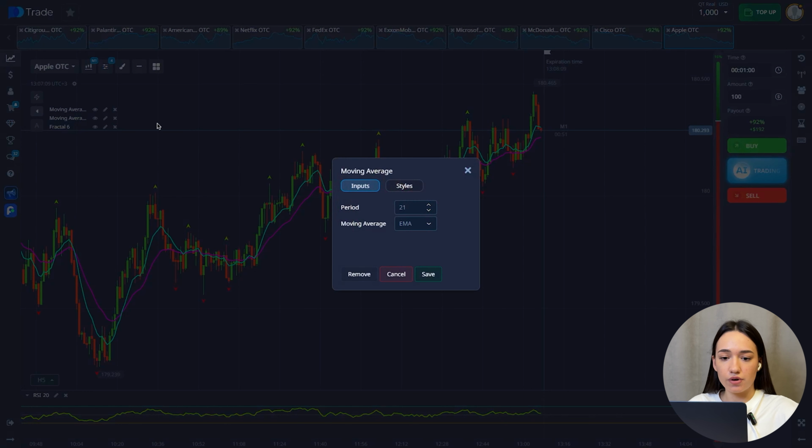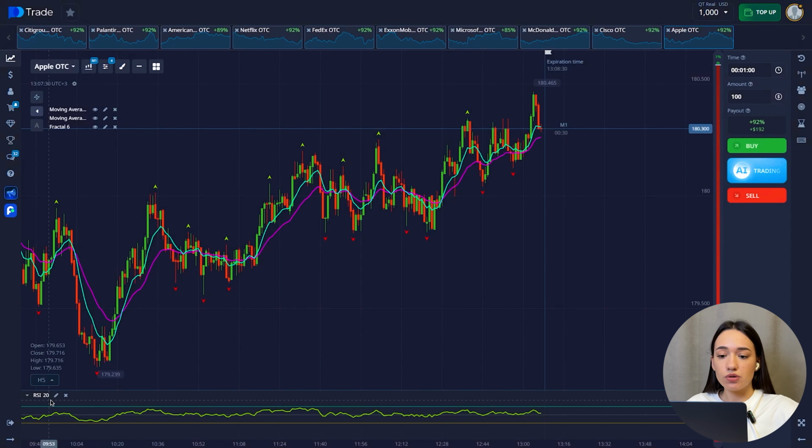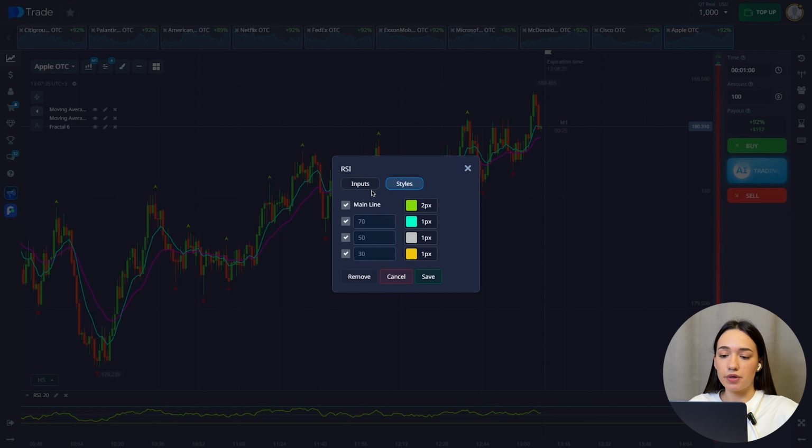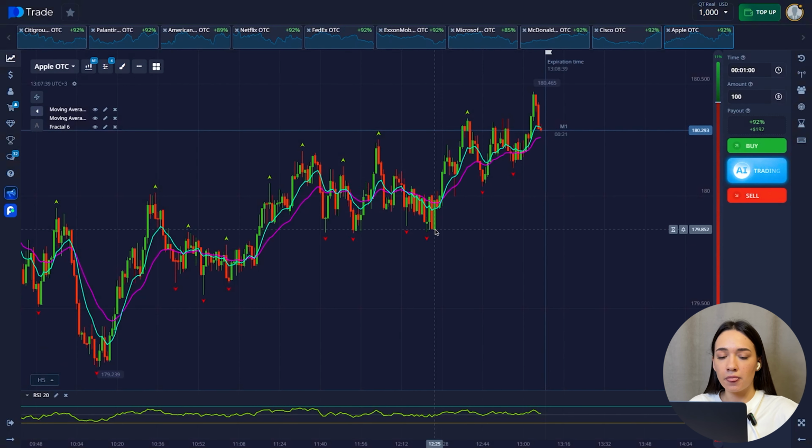Let's go over the indicators. We have an exponential moving average with a period of 21, that's the purple one, and an exponential moving average with a period of 9, the turquoise one, and a fractal with a period of 6, used to identify local and global structural highs and lows, and also an RSI with a period of 20 to determine the market's movement dynamics. We'll keep everything at default settings without changing anything.